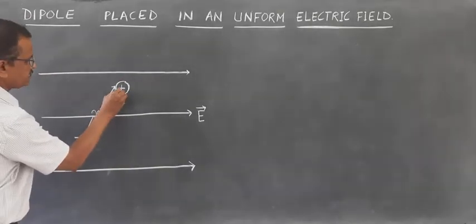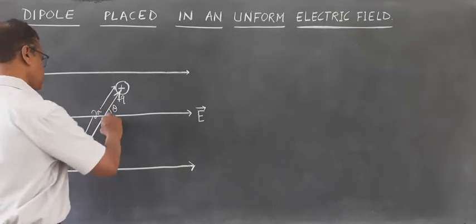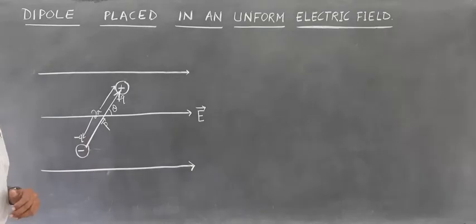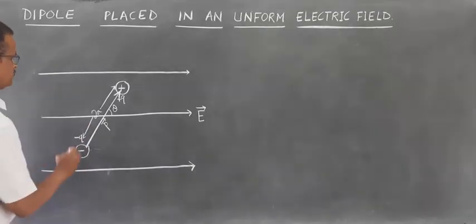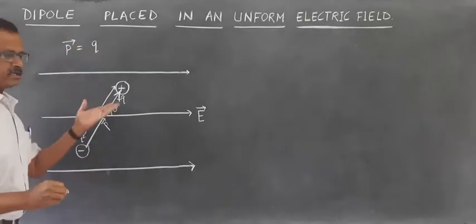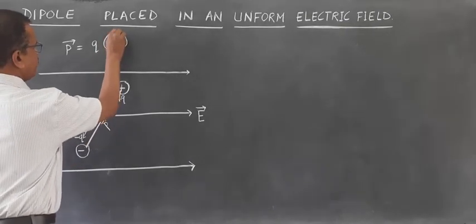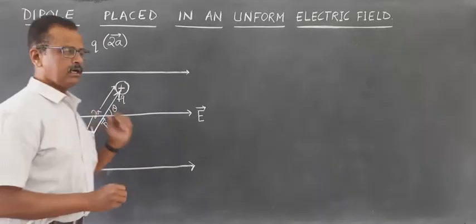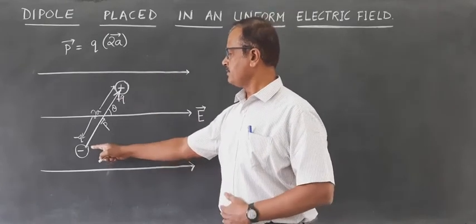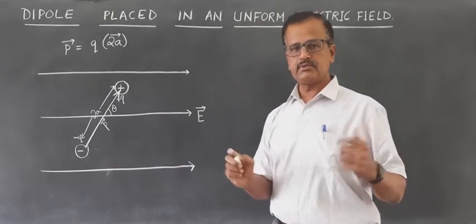And we know the direction of the dipole moment also. It is always from the negative charge to the positive charge. This gives you the direction of the dipole moment vector P. We know what P is. P is a vector equal to the magnitude of either of the charges, q, into 2a, where 2a is the dipole axis or dipole length. So the dipole moment is always directed from minus q to plus q, negative charge to positive charge.